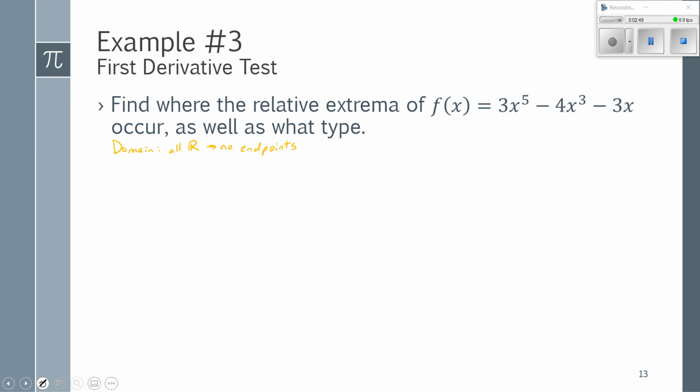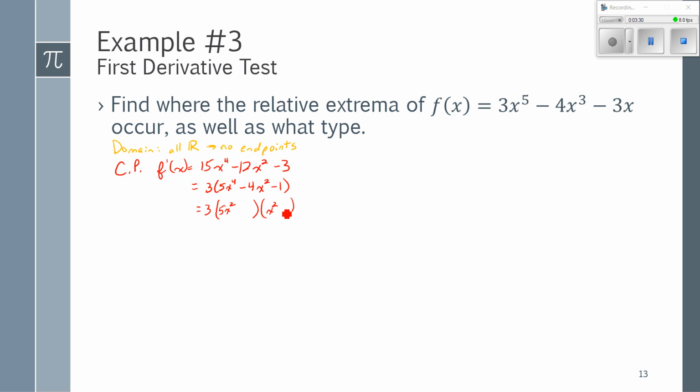So I'm going to move on to my critical points. For my critical points, I need the first derivative, which will be 15x^4 - 12x^2 - 3. Because I'm going to be working with this, I'm going to go ahead and try to factor this as much as I can. So if I pull a 3 out, I'll have 5x^4 - 4x^2 - 1. I can factor that by unfoiling. So I'll have 5x^2.